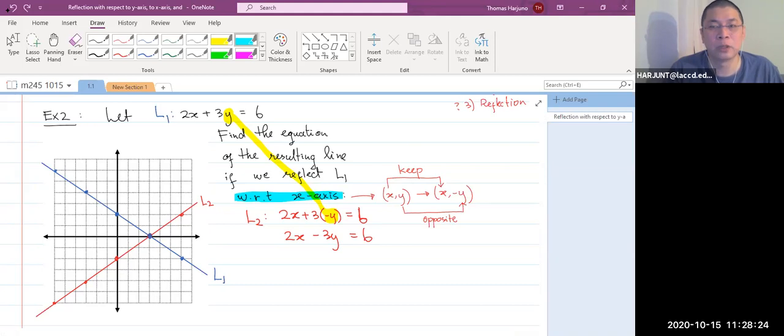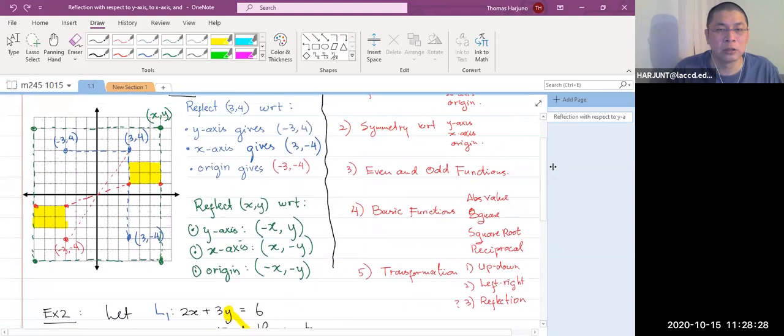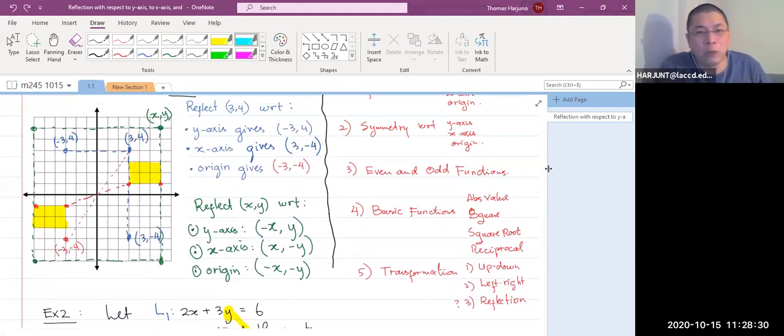Okay. Now, going back to what we did up here. Now, if I want to reflect a graph with respect to the y-axis, algebraically, what I need to do is take the opposite of x. Keep the y, change the x becomes negative x.